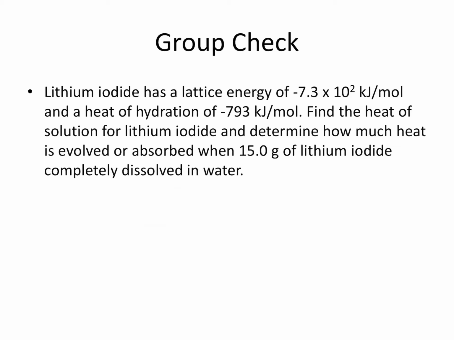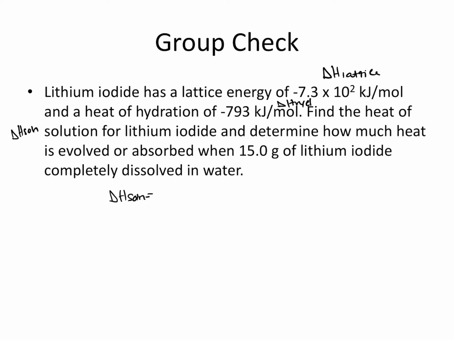So we have here lithium iodide that has a lattice energy of negative 7.3 times 10 to the second kilojoules per mole, and a heat of hydration of negative 793 kilojoules per mole. So you have your heat of lattice, heat of hydration. Find the heat of solution for lithium iodide and determine how much heat is evolved or absorbed when 15 grams of lithium iodide is completely dissolved in water.